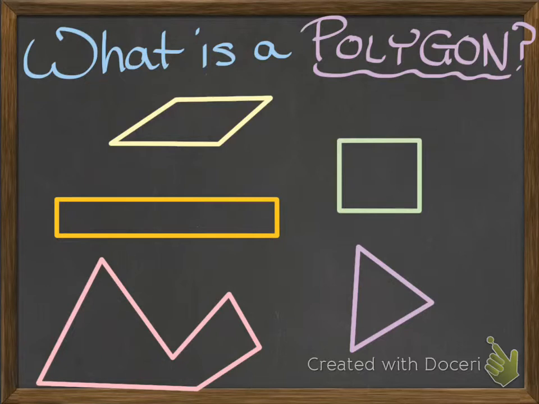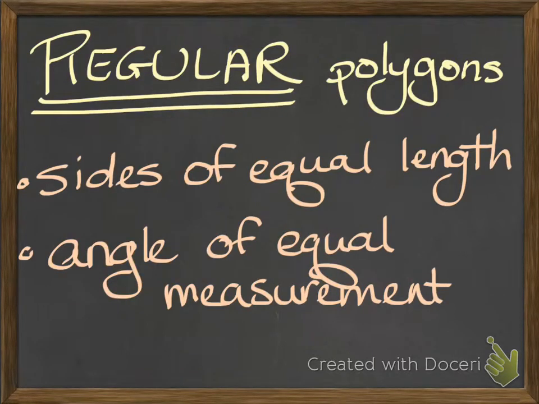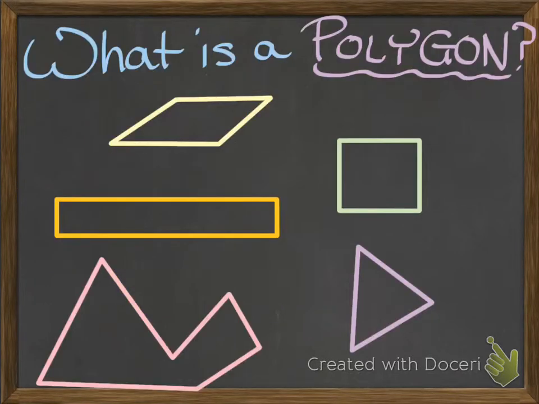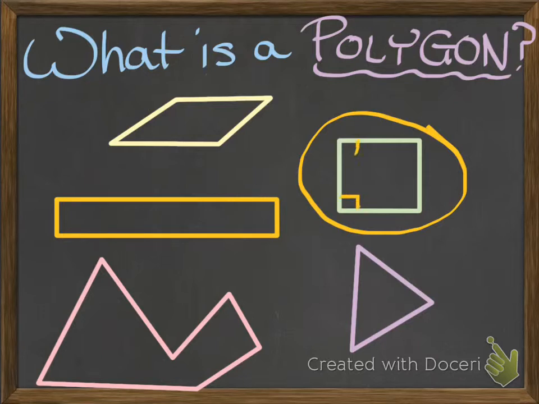There's different types of polygons. There are regular polygons that have sides of equal length and angles of equal measurement. So for example, kind of like this one. You see the sides are all the same length, and the angles inside are all the same type of angles. They're all regular.